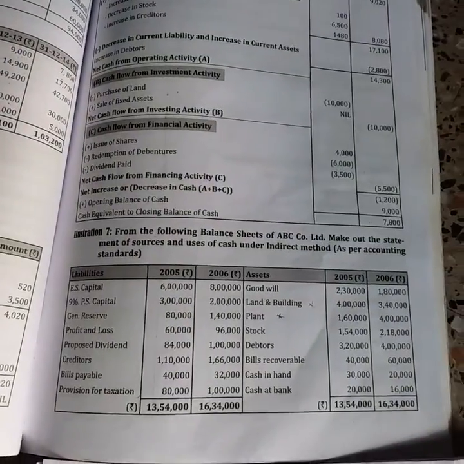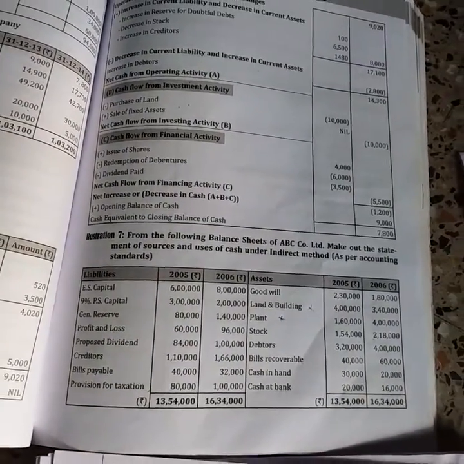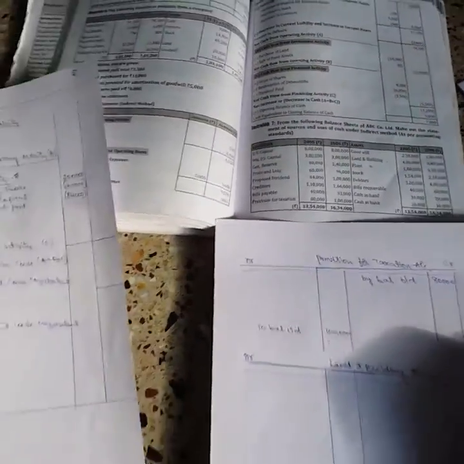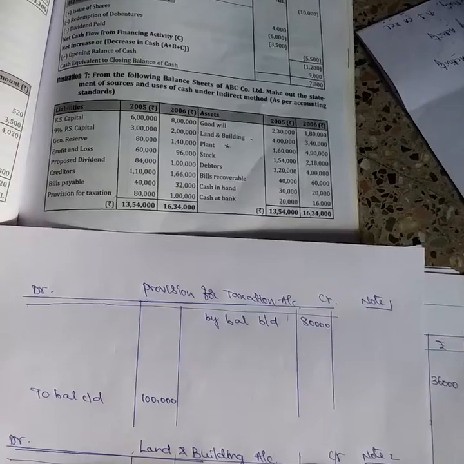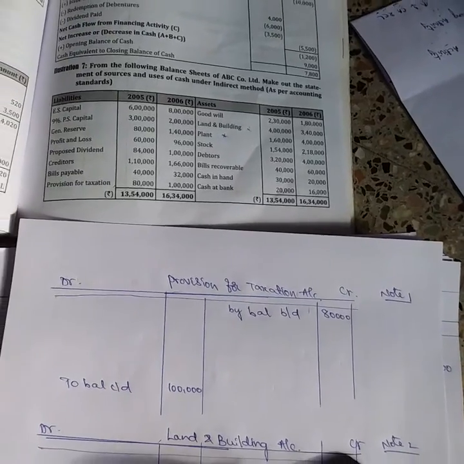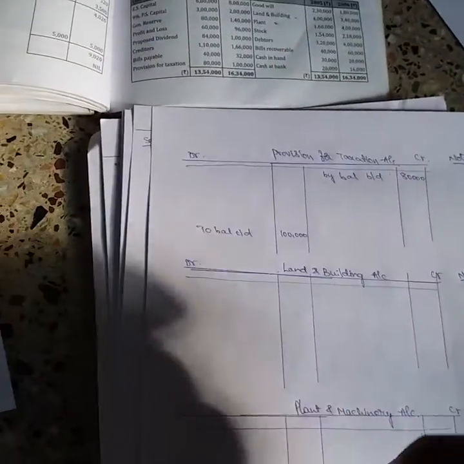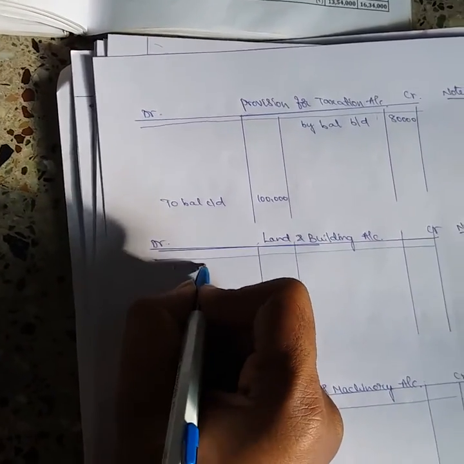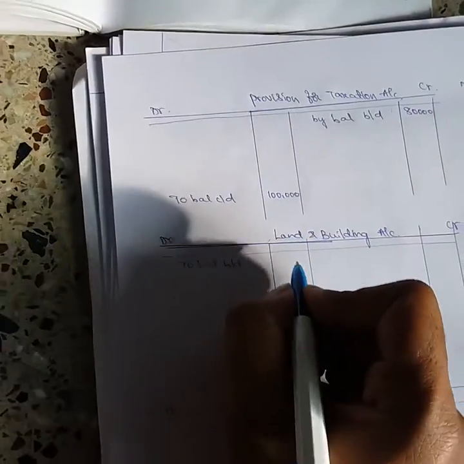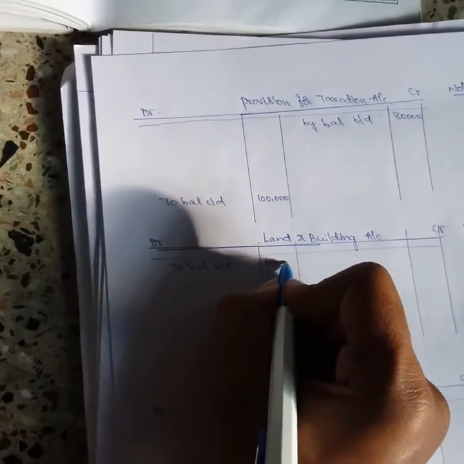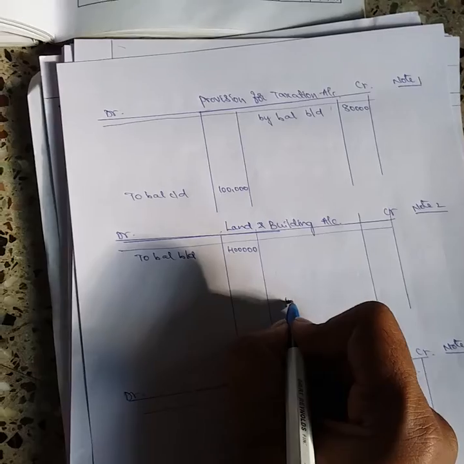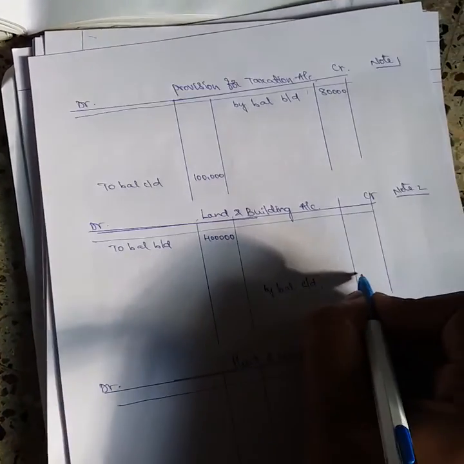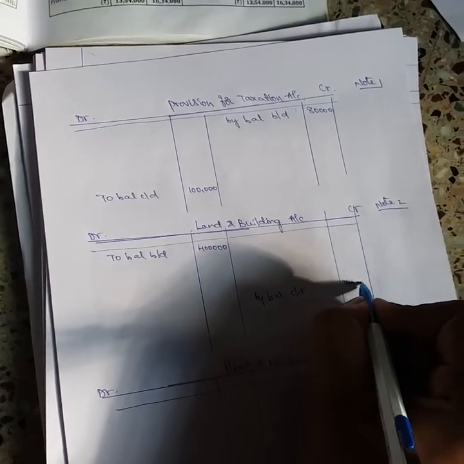Okay, next, land and building. There is adjustment and we have prepared land and building account. Land and building asset will have debit balance. Land and building opening balance 4 lakh. As asset will have debit balance, opening balance should be brought down on debit side, to balance brought down, opening balance 4 lakh. Closing balance by balance carried down. Closing balance 3,40,000.